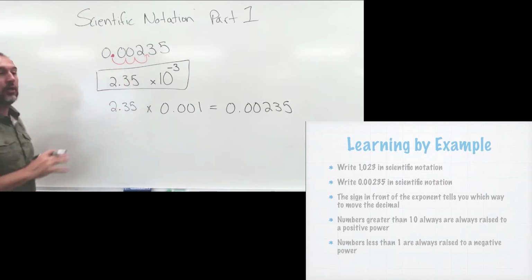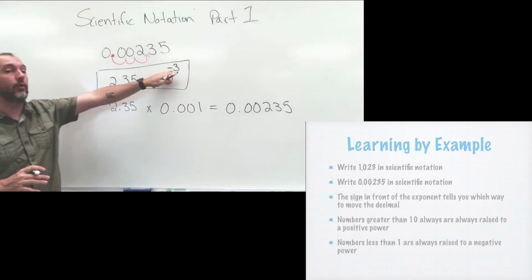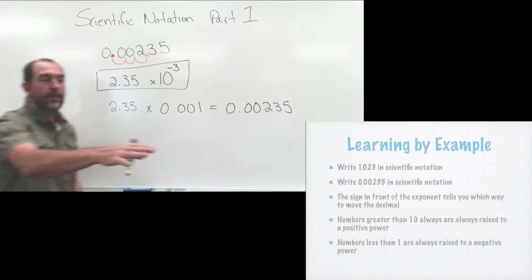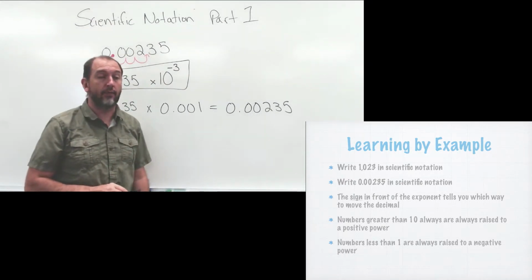Okay? So that's how we write small numbers. Small numbers will always have the negative. Big numbers will always have the positive integers. Okay? And that's in the bullet points that are on the slide.